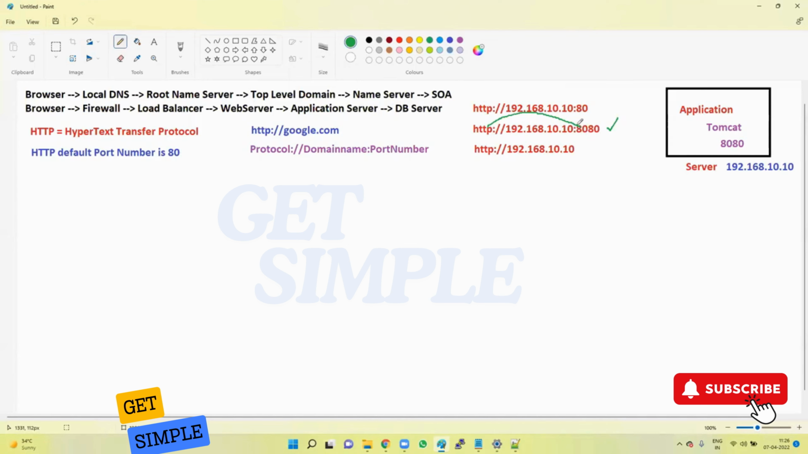Remember, the HTTP default port number is 80, but it is not always 80, because your port number completely depends upon your application. Rightly said. So if anyone asks you, is it mandatory for the HTTP port number to always be 80, what is your answer now?